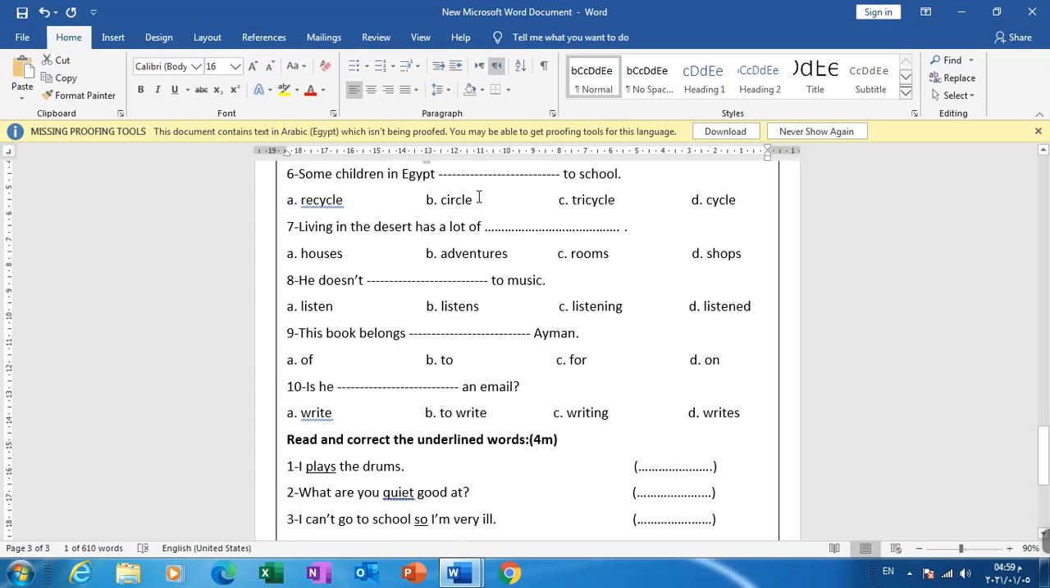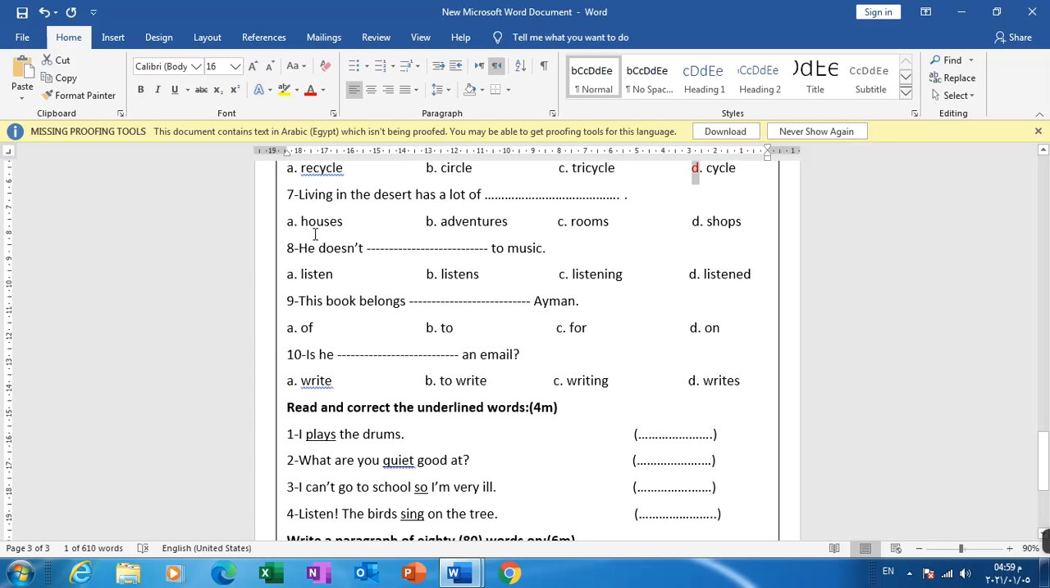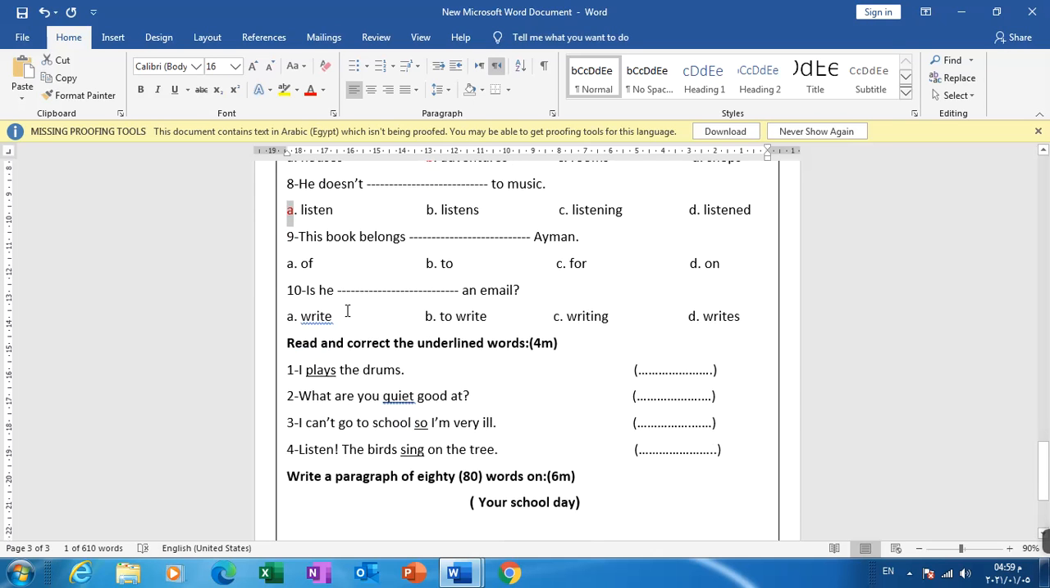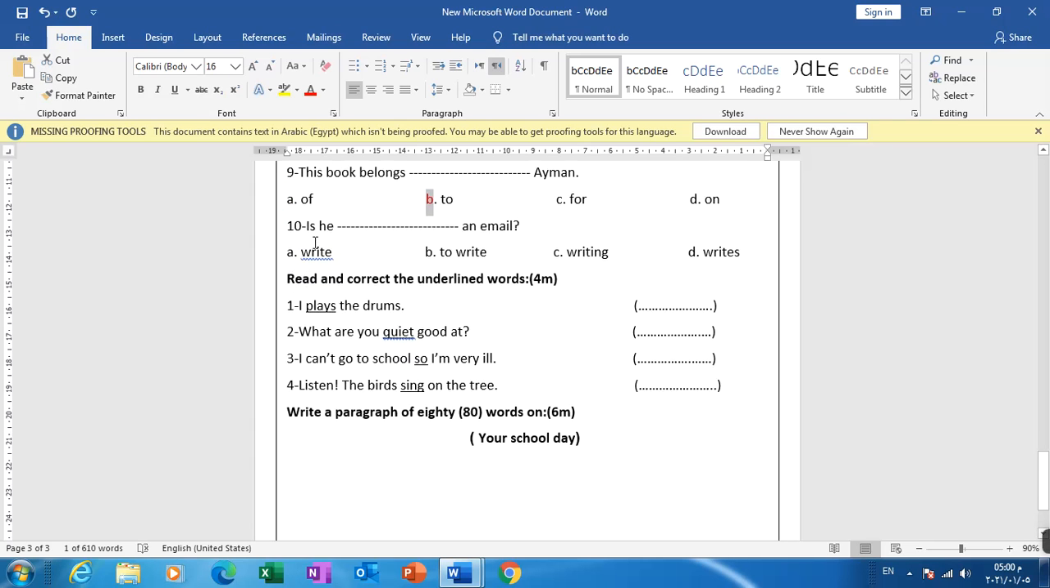Number 6. Some children in Egypt space to school. Recycle, circle, tricycle, cycle. Okay, cycle means ride a bike. Living in the desert has a lot of houses, adventures, rooms, shops. Adventures. Okay. He doesn't space to music. He doesn't listen, doesn't listens, doesn't listening, doesn't listened. Doesn't is followed by the infinitive verb without adding anything to it. Infinitive. Here we will choose listen. This book belongs space Ayman. Belongs of Ayman, to Ayman, for Ayman, on Ayman. Of course, belongs to means it is owned by.